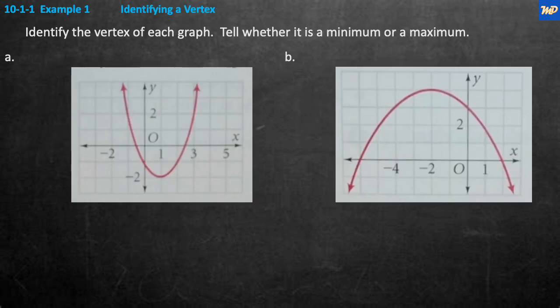Example 1, identifying a vertex. Identify the vertex of each graph. Tell whether it is a minimum or a maximum. Well, if we go back to our definitions earlier on, it talked about the vertex and where it was and how you found it. First of all, the thing to remember is that the vertex is on the line of symmetry. And what's the line of symmetry? The line of symmetry is that line in this U-shaped parabola. And by the way, all quadratic equations form parabolas.